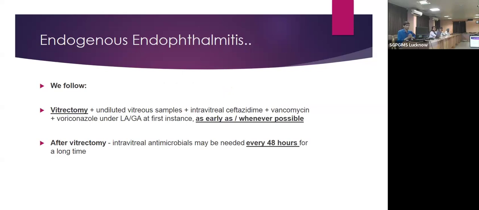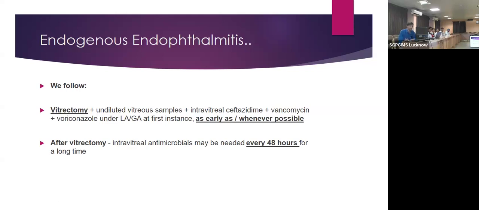And we follow this vitrectomy. We recommend immediate vitrectomy if possible, as early as possible. This is the only treatment for endophthalmitis. Vitrectomy is done for two purposes. First of all, we must try to get undiluted vitreous samples. That is the only way to ensure what kind of organism you are facing, and there is no other way. Vitrectomy is the only tool by which you can get these samples properly and undiluted. But this is a surgically demanding thing.